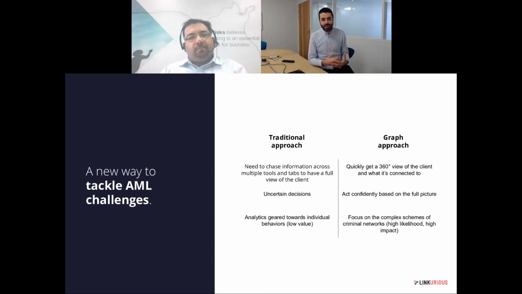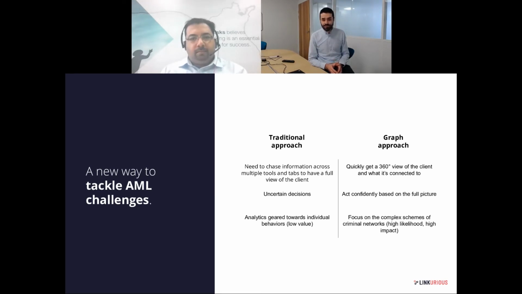What I want to stress here is that graph analytics in anti-money laundering goes much further than just cosmetics. It's really a new way to tackle AML challenges. First, with legacy technologies, data is stored in monolithic relational databases, and that tends to lead to data silos. Even if they have access to some graph visualization user interfaces, analysts typically need to chase information across multiple tools and tabs. In contrast, with Linkurious Enterprise, all of the relevant entities and their relationships are captured and made available via an easy-to-use UI to the compliance analysts. So in seconds, they can have access to everything that a client or transaction is connected to.